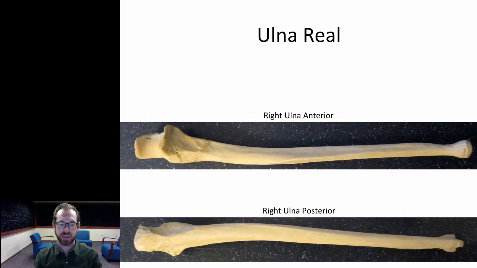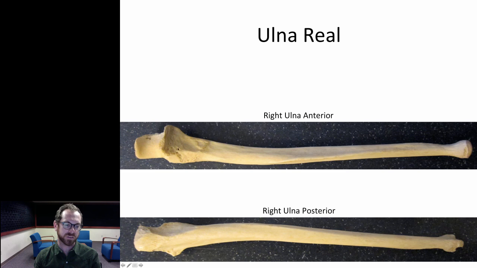Now let's look at a real ulna. This is an image taken from lab. Okay, so we've got the anterior view because this is the trochlear notch. This is going to be our proximal end and the anterior side of the bone. This is going to be our distal end here.